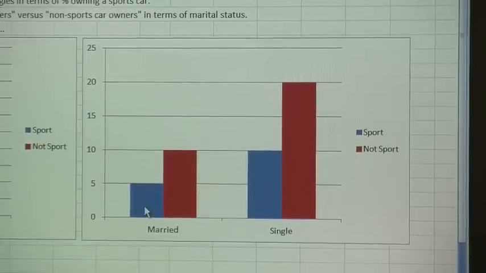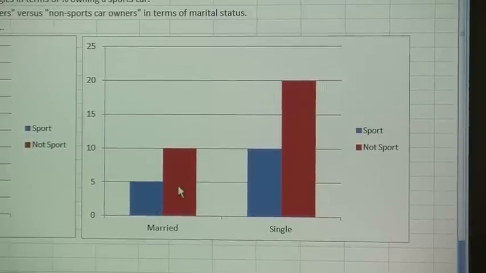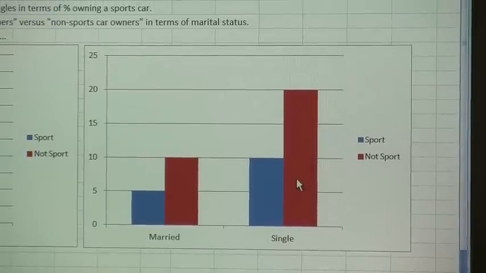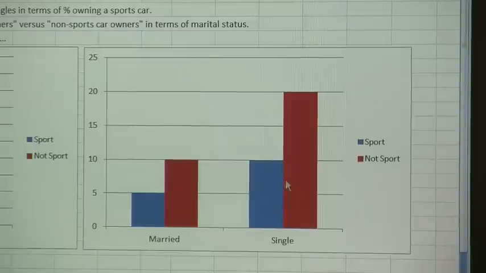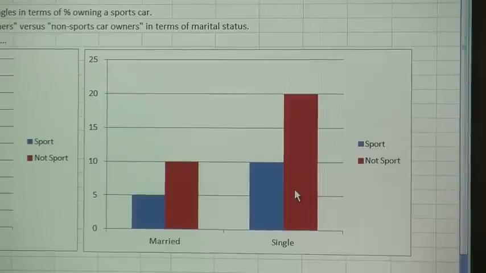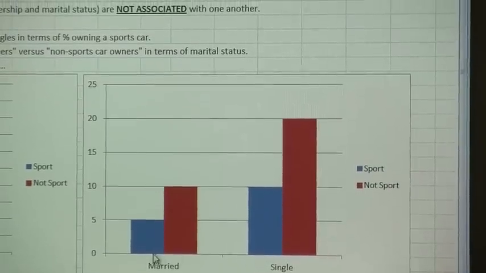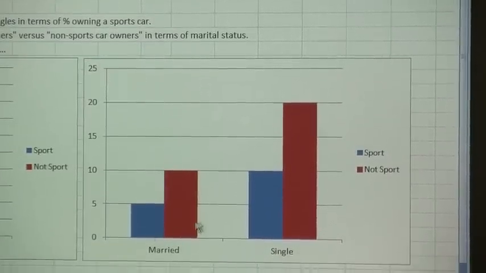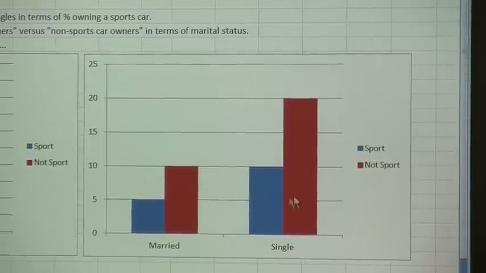Here we've got 5 married people that own a sports car and 10 who don't. So out of 15 married people, 1/3 own a sports car. Out of 30 single people, you've got 10 single people who own a sports car, 20 single people who don't own a sports car. Out of these 30 people, you've got 1/3 who own a sports car, 2/3 who don't. So another indicator that your two variables are independent of one another is when you build a graph, proportionally the two groups are the same. And that's what we have here. Proportionally, these two bars are the same as these two bars.